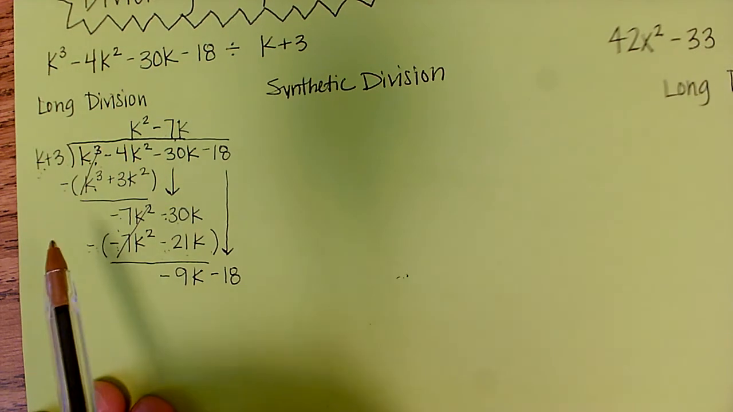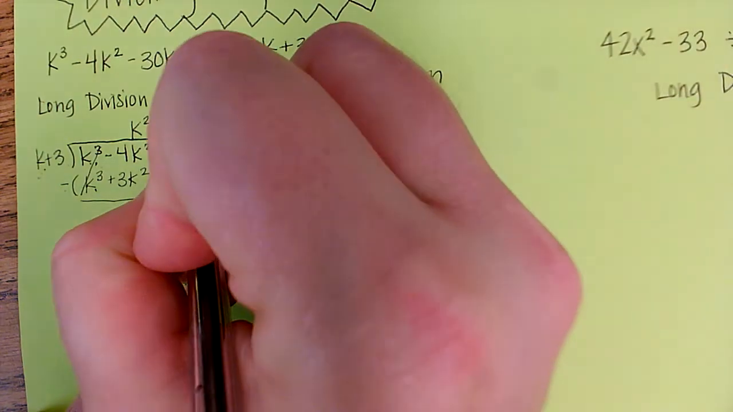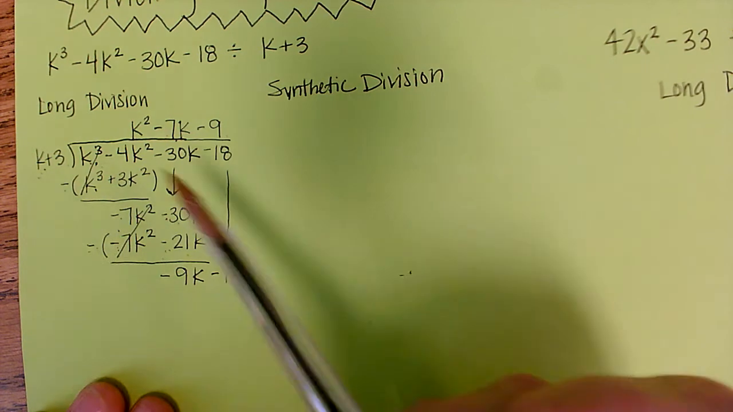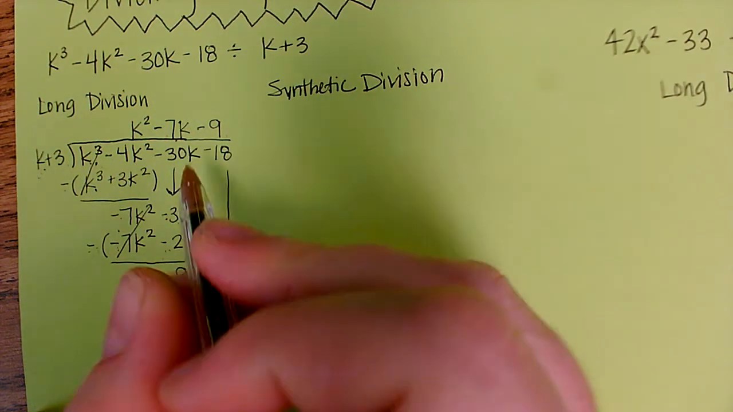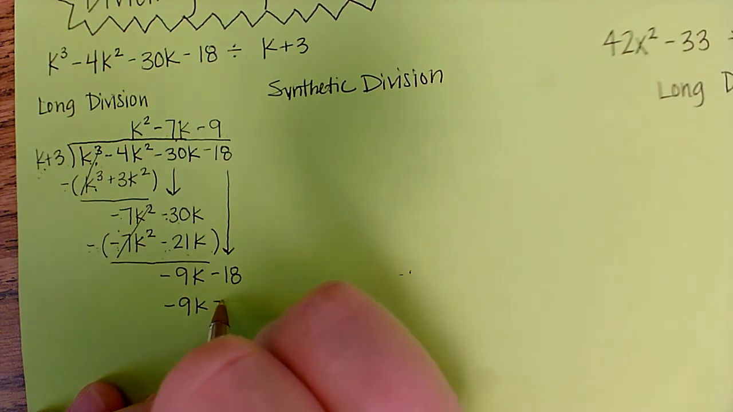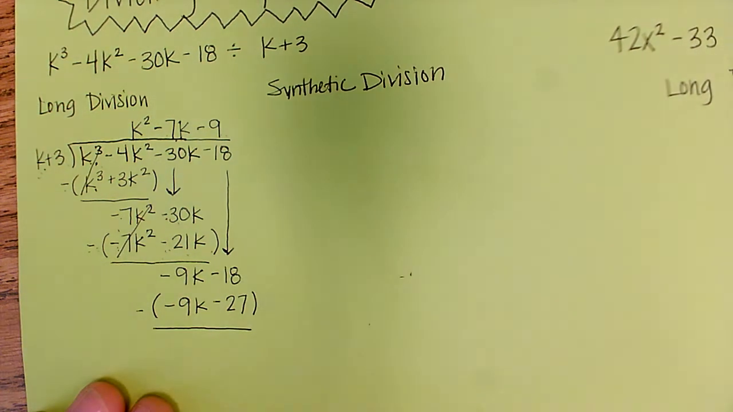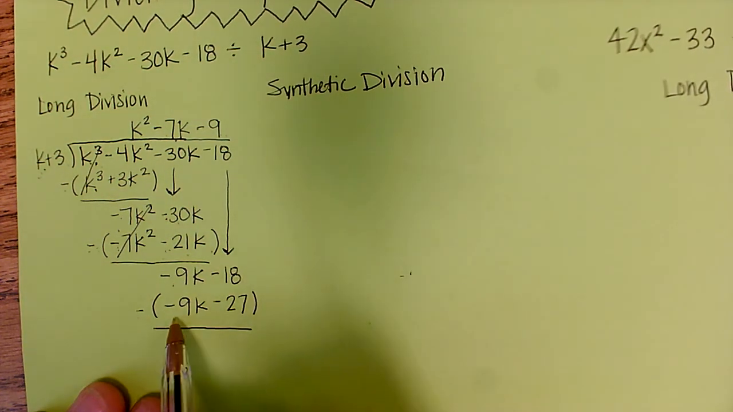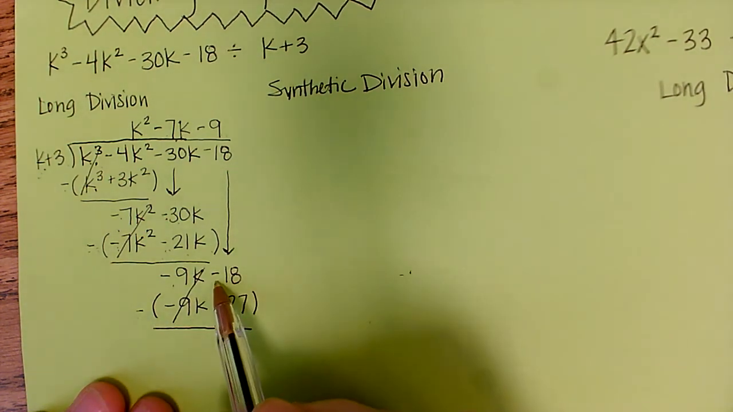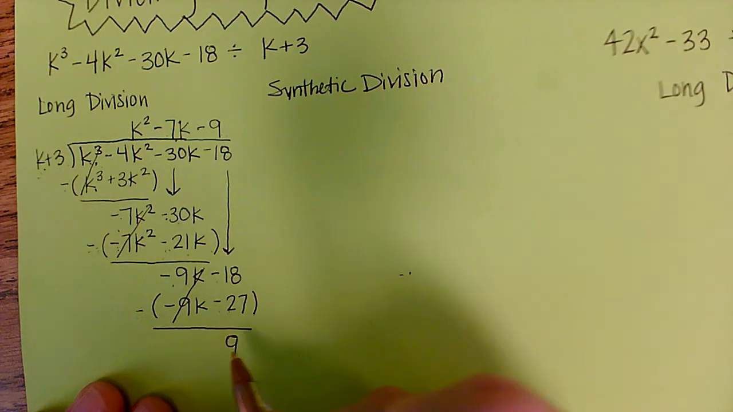Okay? So how do you go from k to negative 9k? Multiply by negative 9. So put your negative 9 up here. Negative 9 times k gives you negative 9k. Negative 9 times 3 gives you negative 27. Again, in long division, you subtract. So negative 9k minus negative 9k, which means a plus, cancels out. Negative 18 minus negative 27, a minus is a plus, so that gives you 9.